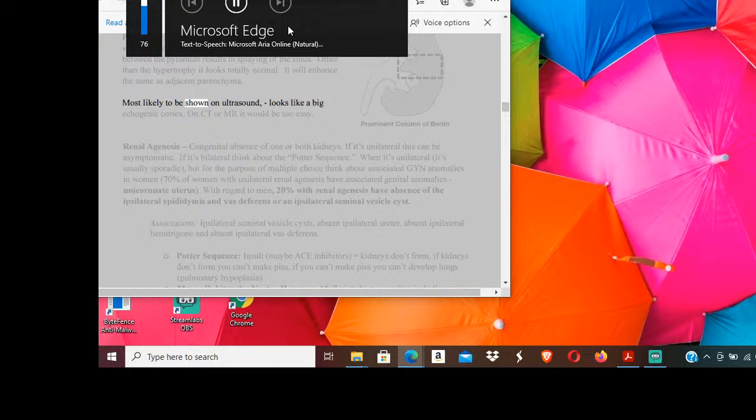Most likely to be shown on ultrasound, looks like a big echogenic cortex. On CT or MR it would be too easy. Prominent column of Bertin. Renal agenesis. Congenital absence of one or both kidneys. If it's unilateral, this can be asymptomatic.